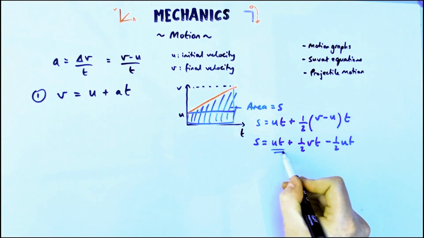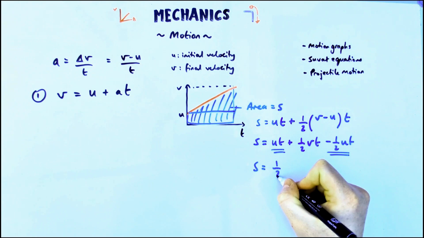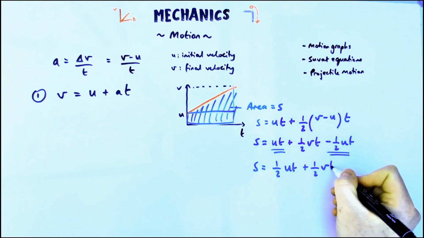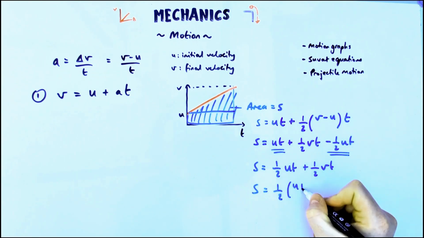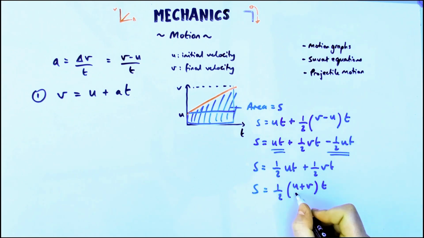Now let's make this look a little bit simpler because it looks a bit messy at the minute. So we're going to group like terms together and separate out the brackets. So ut plus half vt minus half ut.